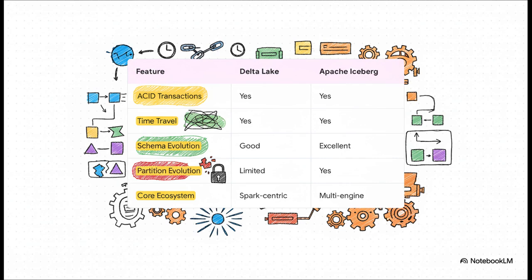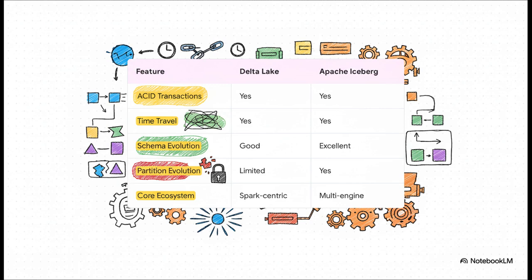So how does that design choice play out in the real world? Well, let's look at this chart. As you can see, both of them nail the basics, like ACID transactions and time travel. But the differences are where it gets really interesting. Look at schema evolution. Iceberg is just fantastic here because it tracks columns using unique IDs, not just names. That means you can drop a column, add a new one with the same name later, and it won't get confused. And even bigger is partition evolution. With Iceberg, you can change how your table is partitioned without rewriting all the data. That is a massive operational win.